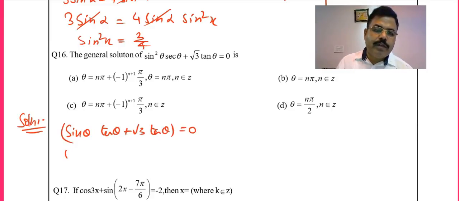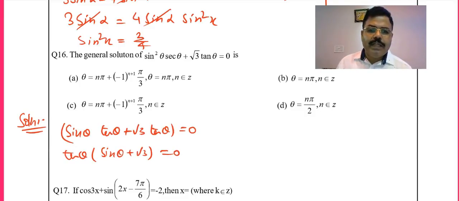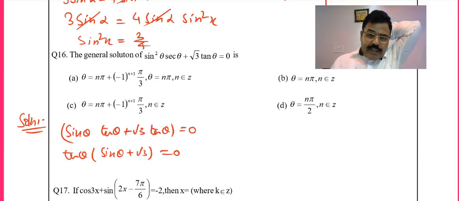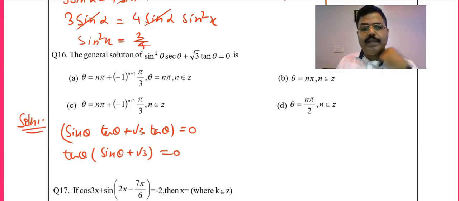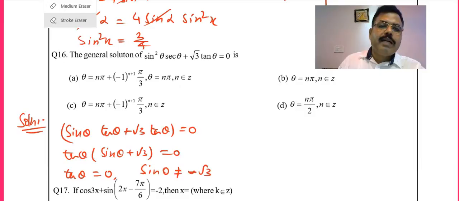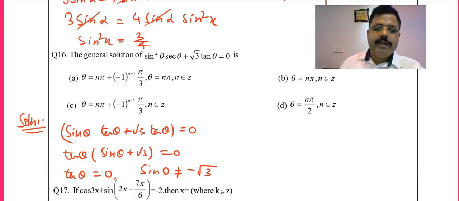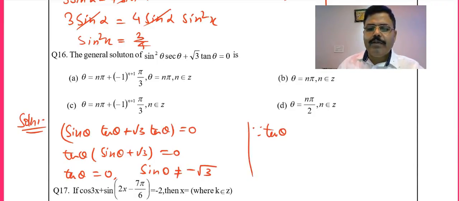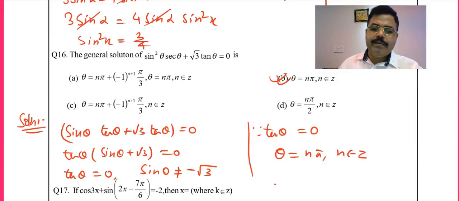So that will be equal to 0. So if I take tan theta common, sine theta plus root 3 is equal to 0. Is that possible? No. Either tan theta is equal to 0 or sine theta is equal to minus root 3. So here definitely tan theta is equal to 0, because sine theta cannot be equal to minus root 3. That is beyond the capacity of sine theta, which has maximum value minus 1 to 1. So tan theta is equal to 0, and therefore theta is equal to what? n pi, for n belonging to integer. So B will be the right answer, and therefore answer is B.